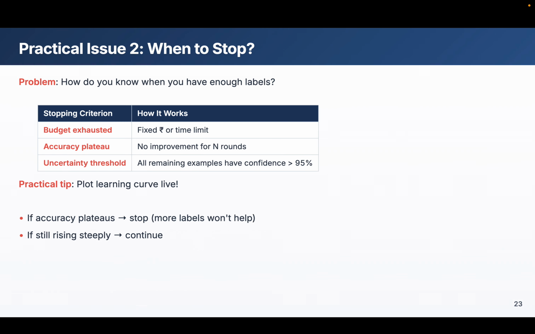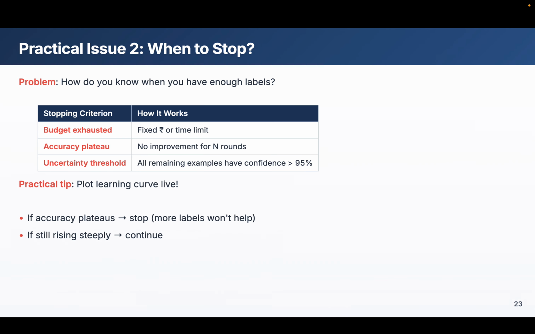The second issue which we have to deal with is when do we stop? One heuristic to stop is when your budget has elapsed, which is a very trivial thing. The second is your accuracy is not improving sufficiently. So the delta accuracy that you're getting by adding more examples is very low. So therefore, perhaps it's not very useful to add. Or all the examples which you have are now more or less very certain. So there is not a lot of uncertainty left between them.